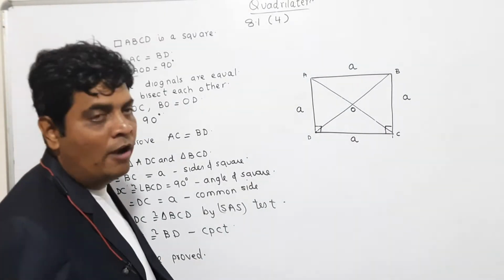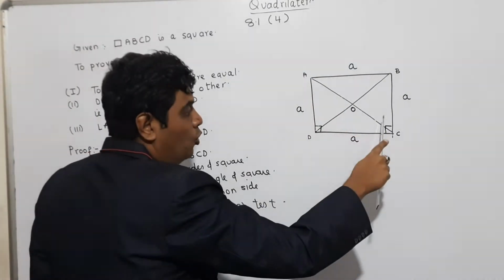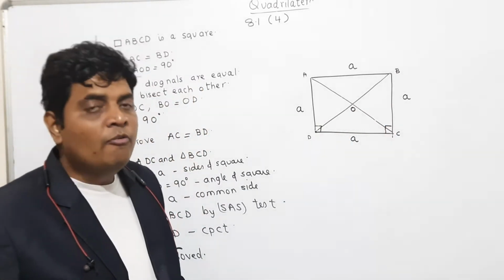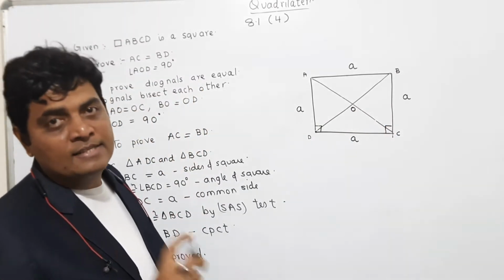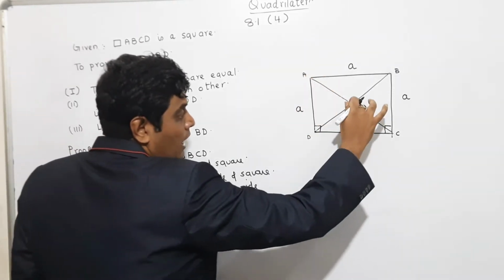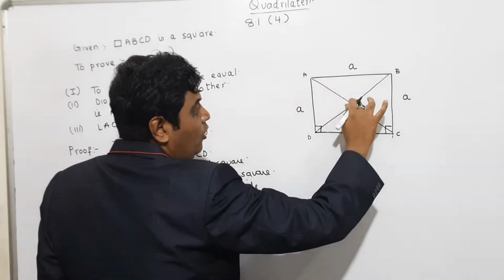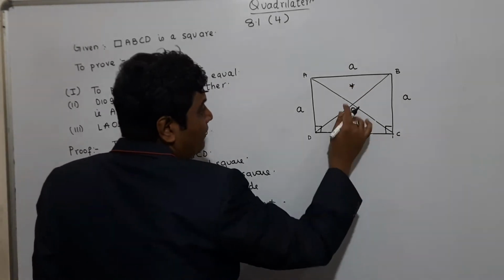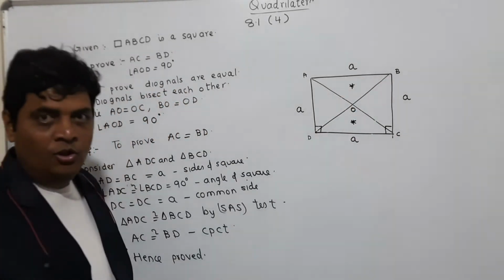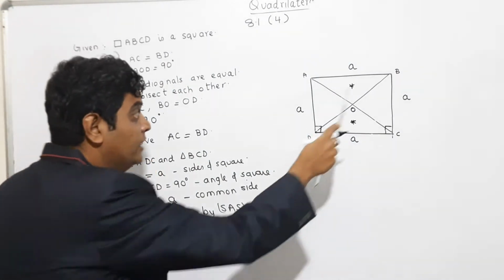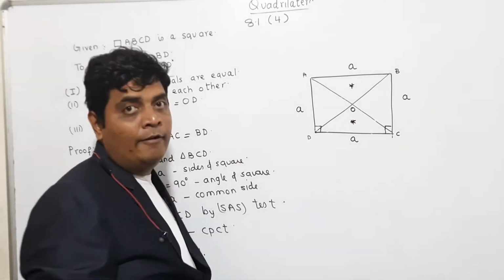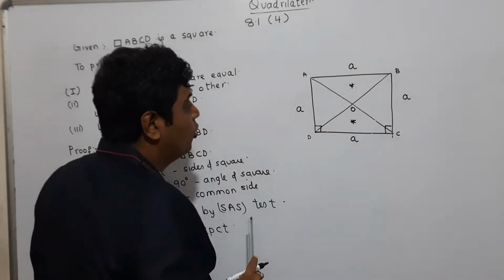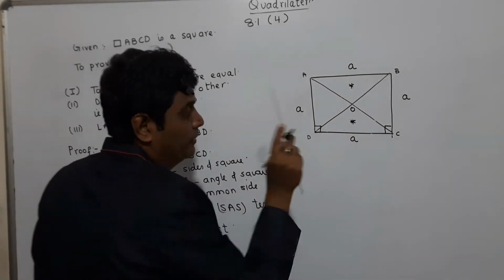Second part, now you have to prove that AO is equal to OC and DO is equal to OB. Now which triangle contains all these parts? Can you tell me? I want AO, I want OC, I want DO and I want OB. So this triangle and this triangle, they contain all these four parts. So now I should select these two triangles. Now I have to prove triangle AOB is congruent to triangle COD.